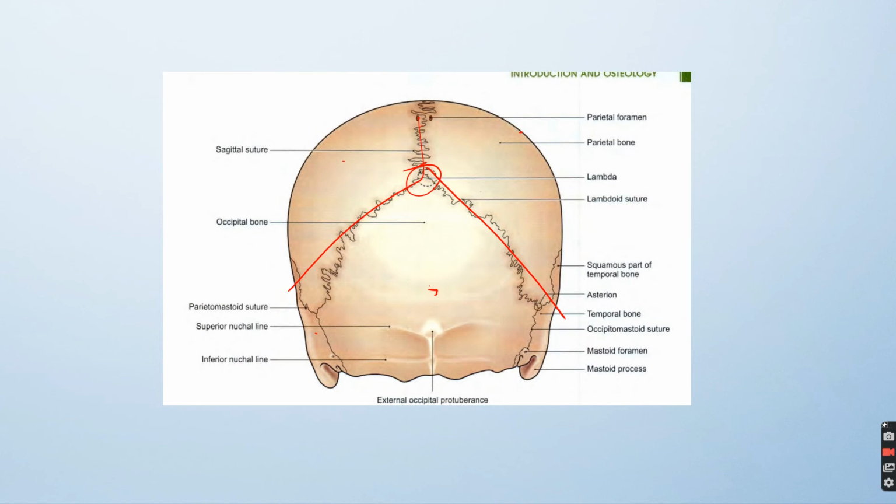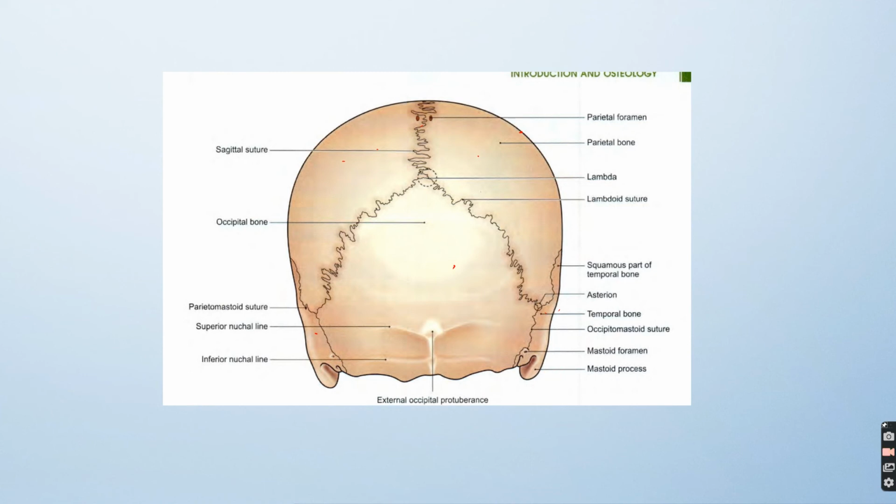The next thing I'll be covering today is Norma occipitalis. This is Norma occipitalis. When you see the back part, that is Norma occipitalis. In this, the bones that we see are the two parietal bones. You can see the occipital bone. Then you can see the temporal bone here. You can see the mastoid process here.